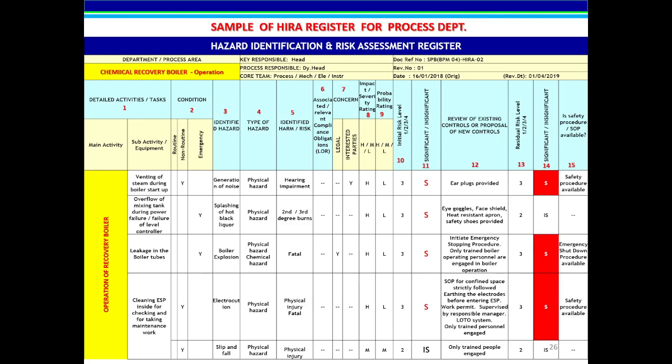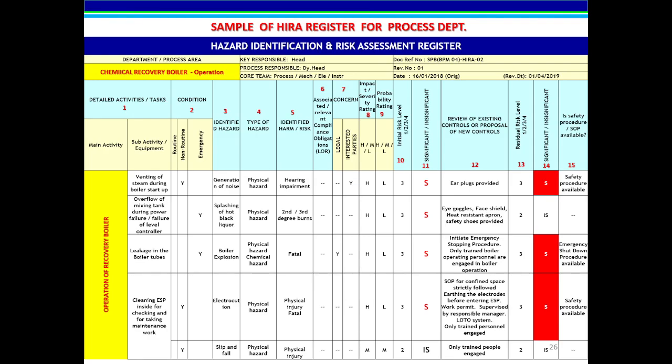In the 12th column, state the existing controls or proposed. In the 13th column, you have to write down the residual risk, that is, if operational control is available in effect, the initial risk minus 1 will give the residual risk. In the 14th column, you need to write down whether the risk is significant or insignificant. Here some examples of significant risk are shown filled in red color.